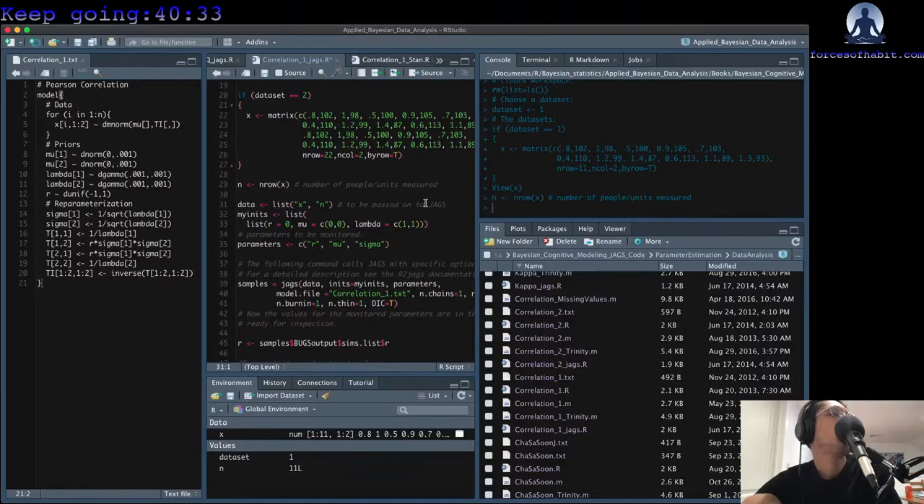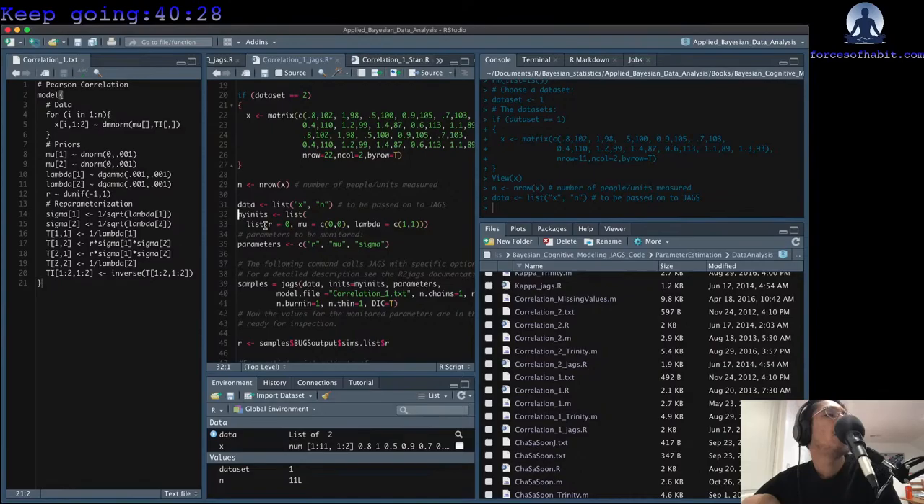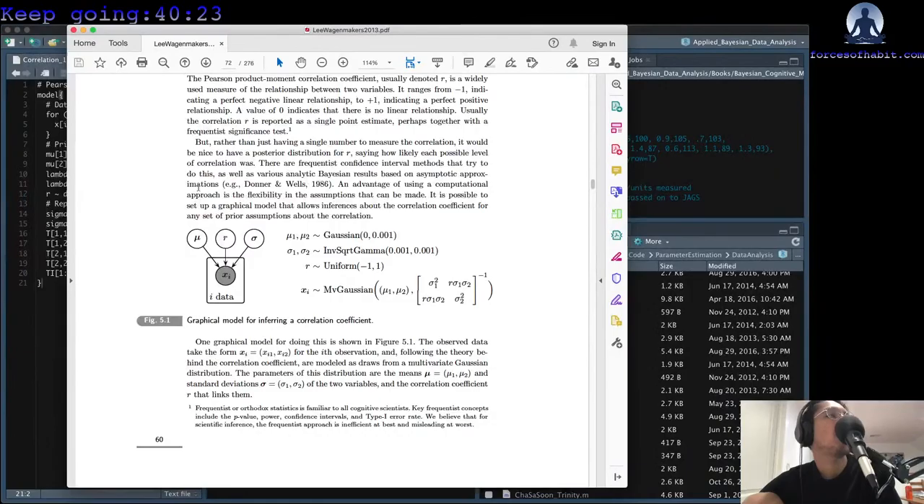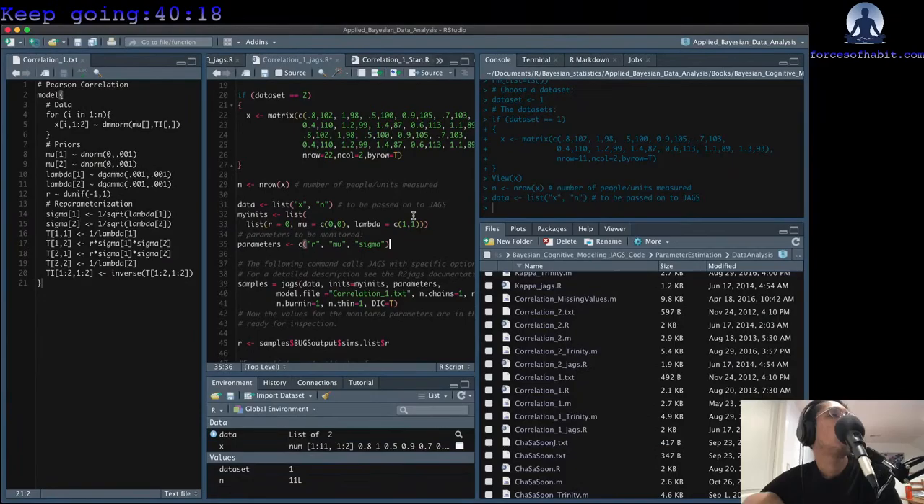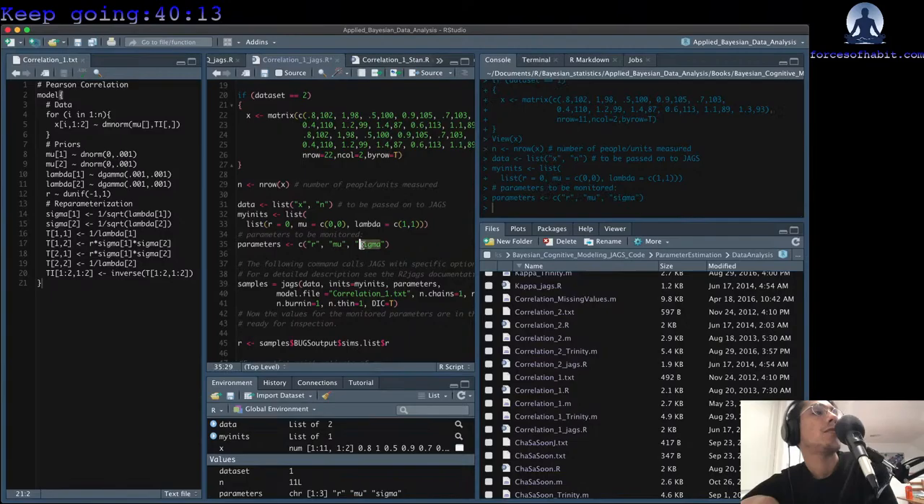We initialize R, mu, and lambda, because these are the things that we did not observe. And then we say we're interested in sigma. So this is interesting. Something that needs to be clear: we specify our initialized lambda because that's what we estimate, but we're interested in sigma. So I don't want to see output for lambda. I want to see output for sigma. And sigma is going to be given to me by the parameterization. And here's the JAG.